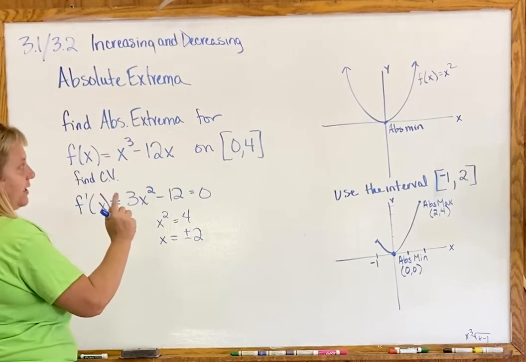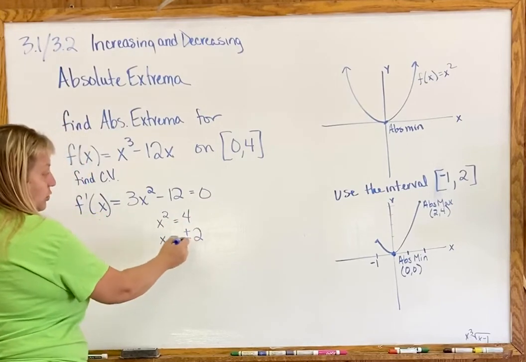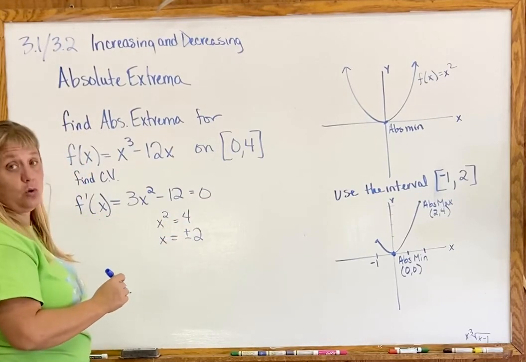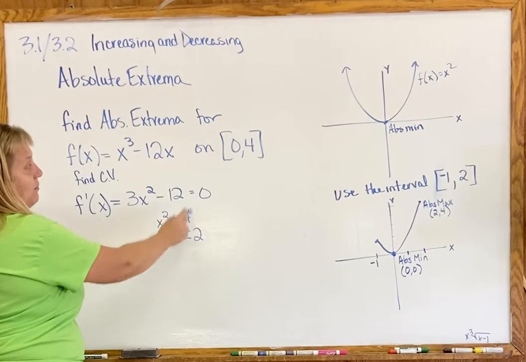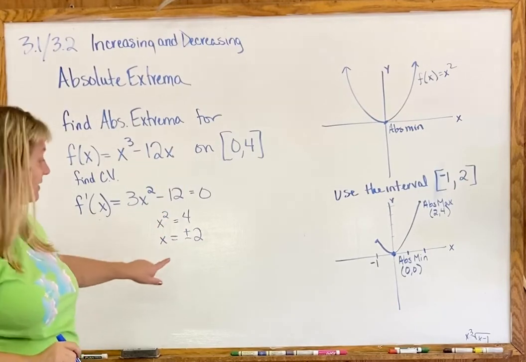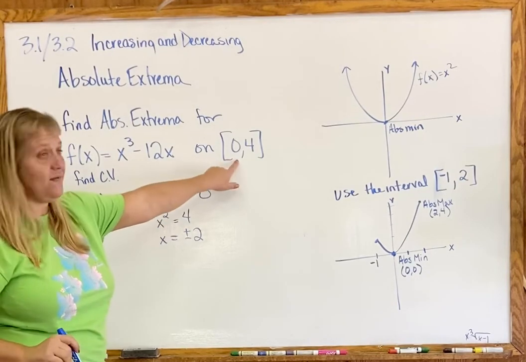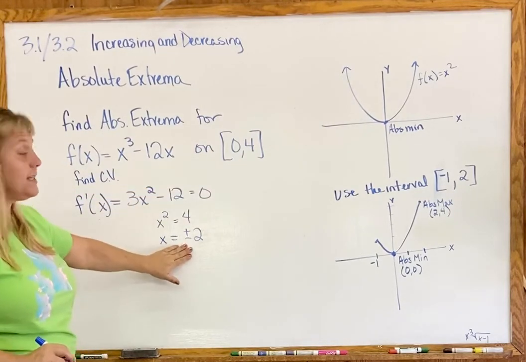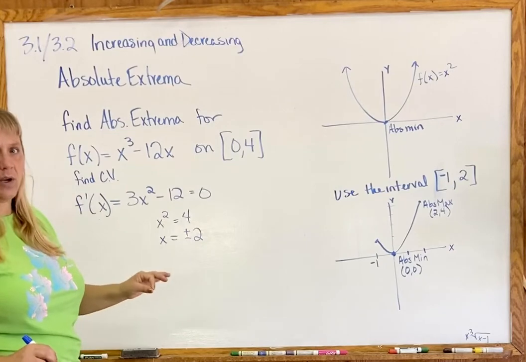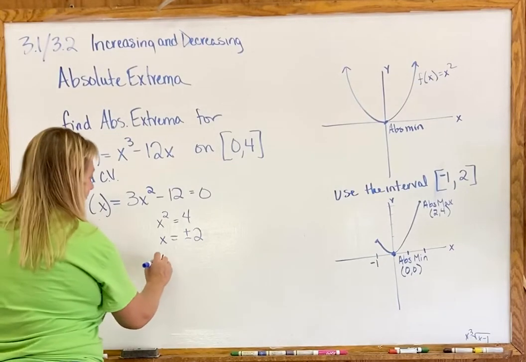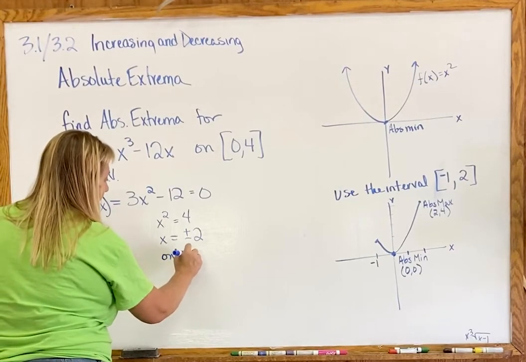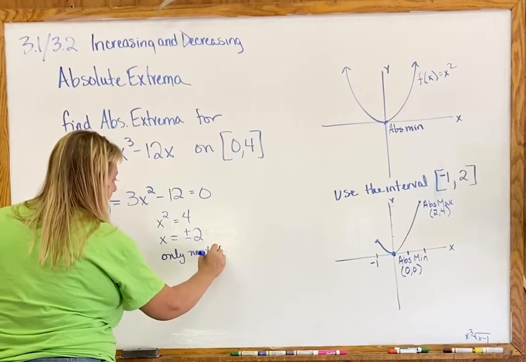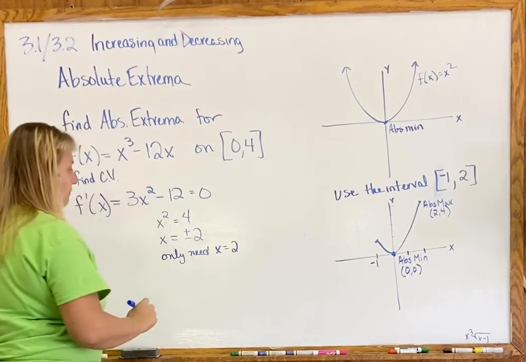Now here's the dealio though. There are two critical values there, aren't there? How many of them are we interested in though? Because is the negative 2 in this interval? It's not, is it? So we don't care about the negative 2. It is a critical value, but it's not a critical value that affects us. So we only need x equals positive 2.